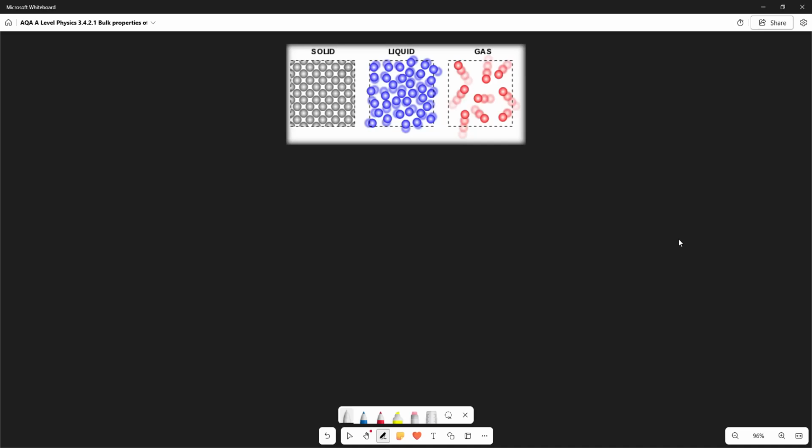Welcome to Bulk Properties of Solids. You should be familiar with the concepts in GCSE Chemistry or GCSE Combined Science of solids, liquids and gases and their properties.